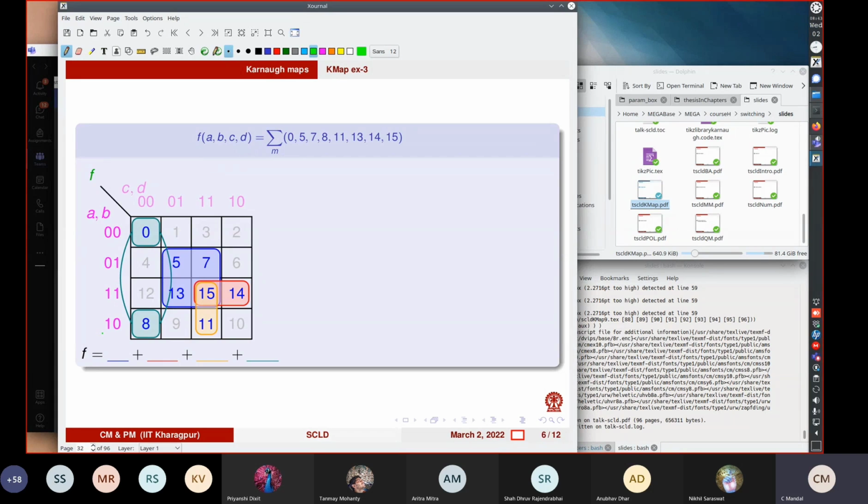All right. And you can, of course, write out the expression. So just write out the expression also. You can write out the expression, right? As usual, bigger the cube, smaller the product. So this is your reduced SOP, okay? Reduced SOP.